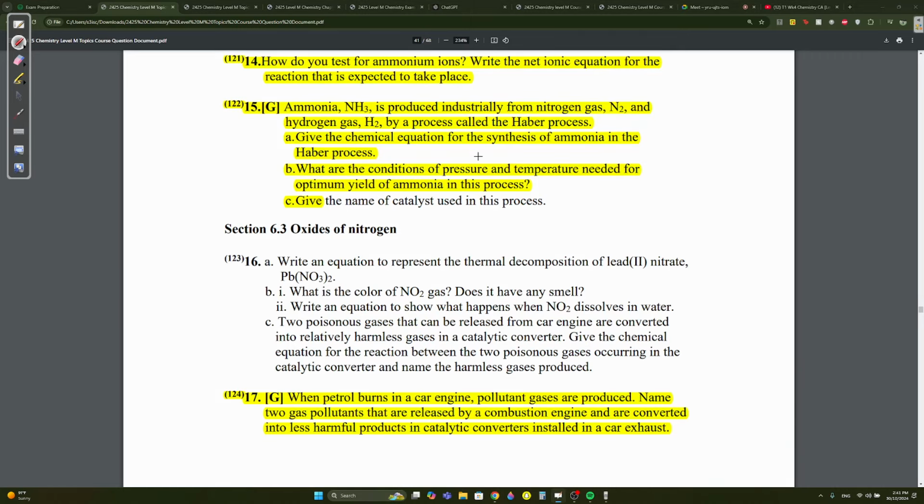Okay, they always write the first part for you, and then you're supposed to complete it. Oh no, actually they don't. You're supposed to write it. Chemical equation for the synthesis of ammonia in the Haber process. N2 plus H2 produce NH3.